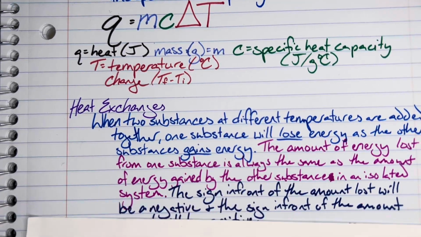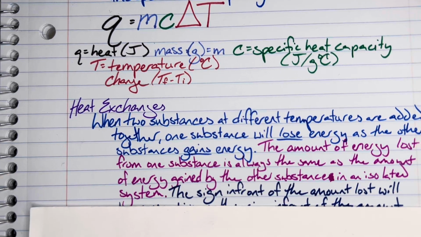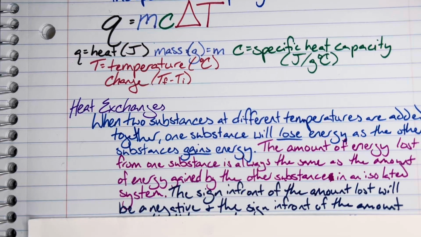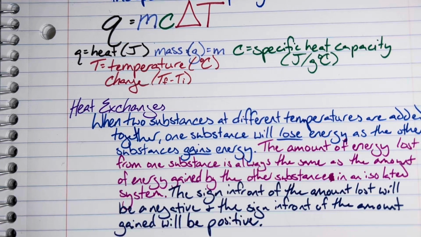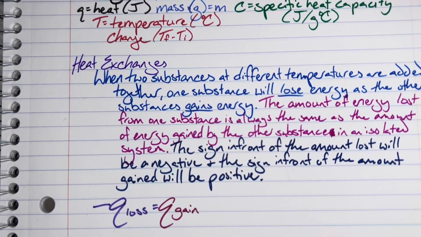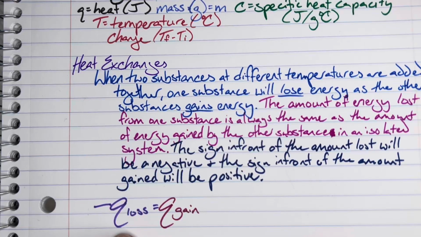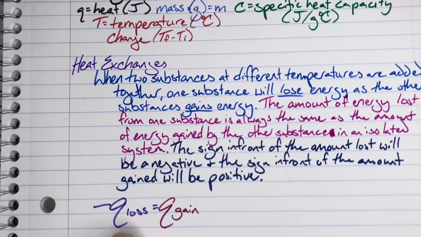And that means that the sign in front of the amount lost will be negative, and the sign in front of the amount gained will be positive. And so we can go ahead and establish this equation here where we have these 2 set equal. The negative of the heat lost is going to be equal to the heat gained by that other substance.